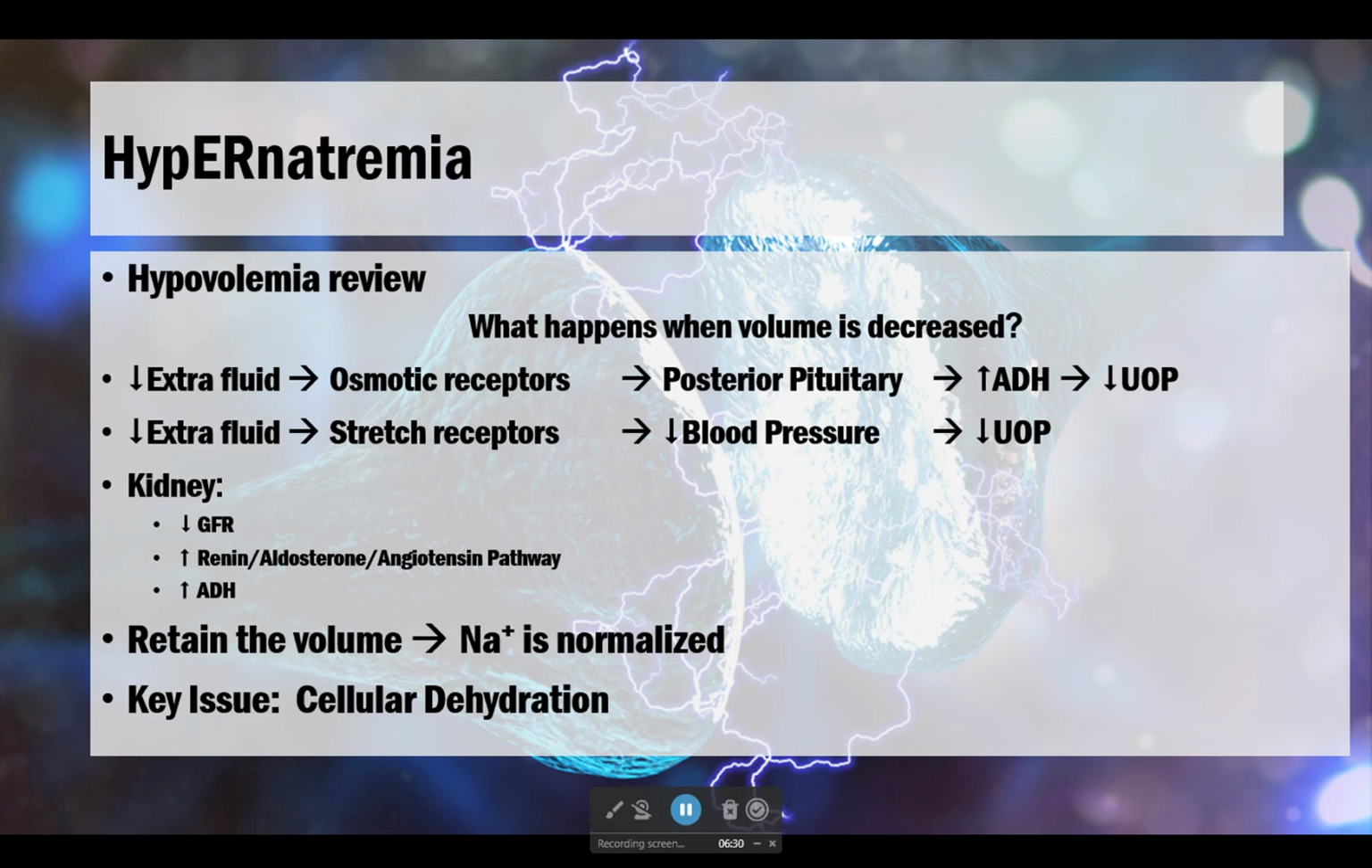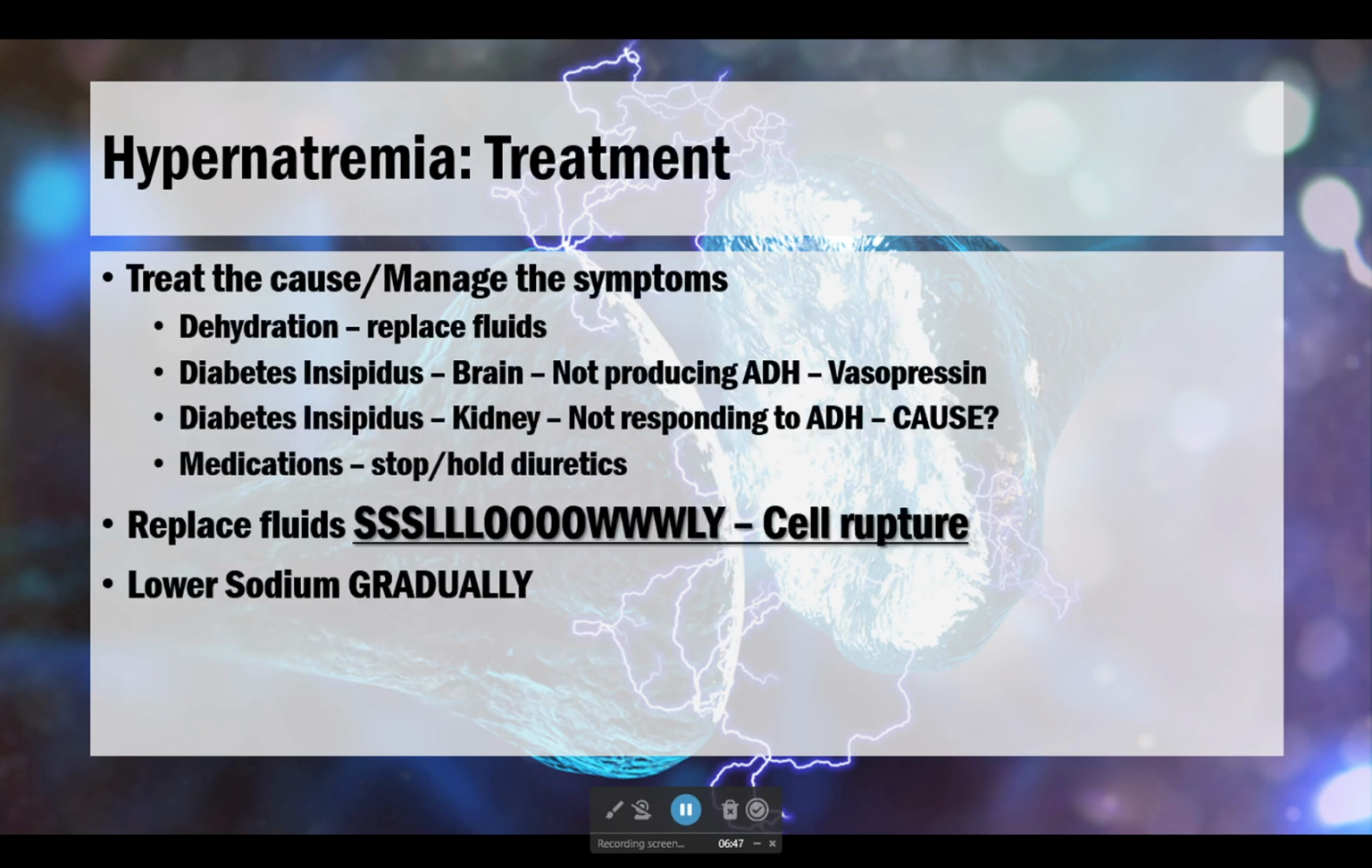When we are hypernatremic, that means the intracellular spaces are constricted and tightened up around all of this sodium. Think about the picture that I just drew for you. And instead of it being a container, the container is the cell. So that space is going to be constricted around the sodium. Again, as I've said before, treat the cause, manage the symptoms.